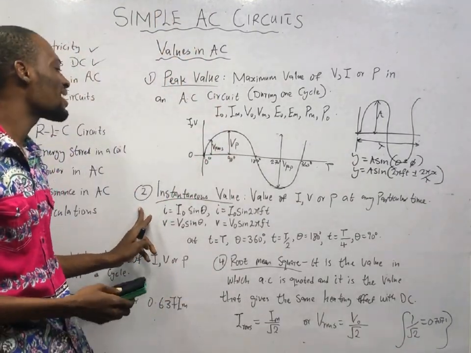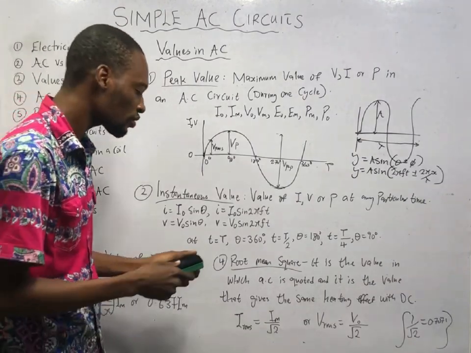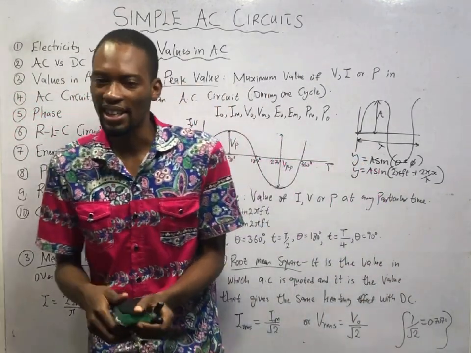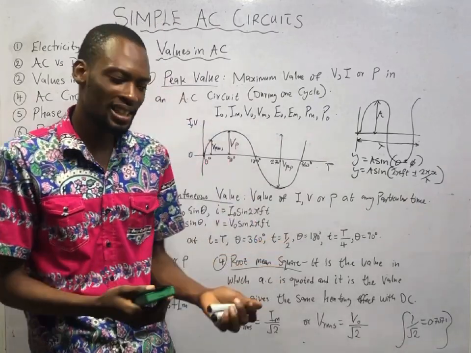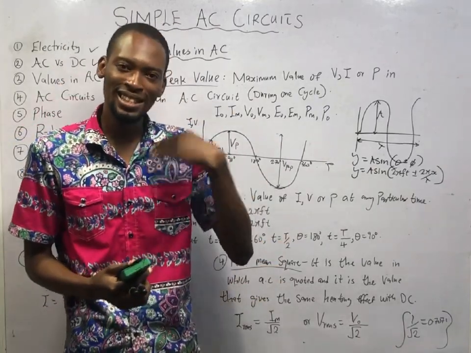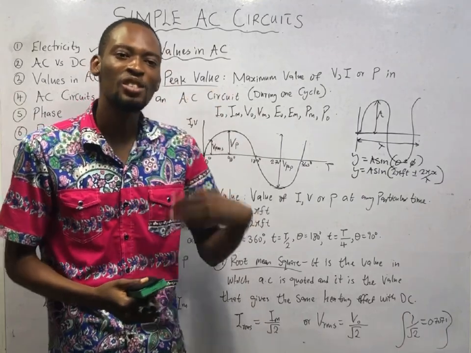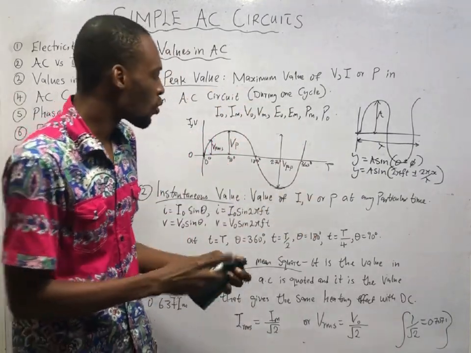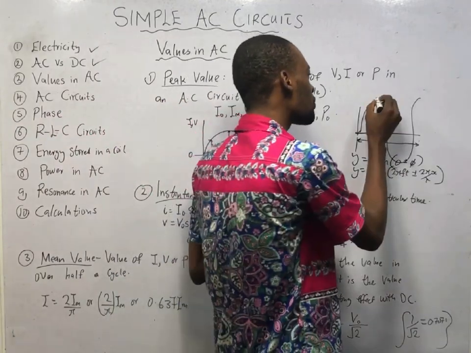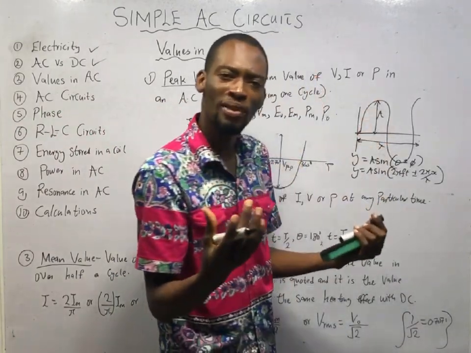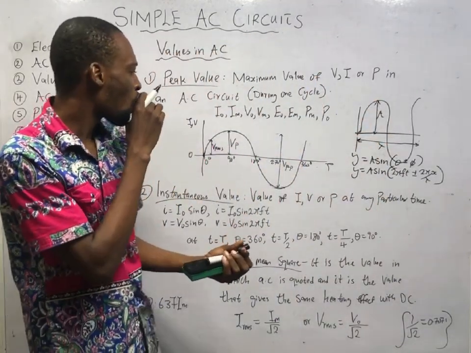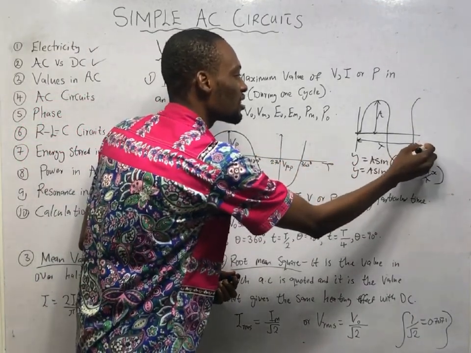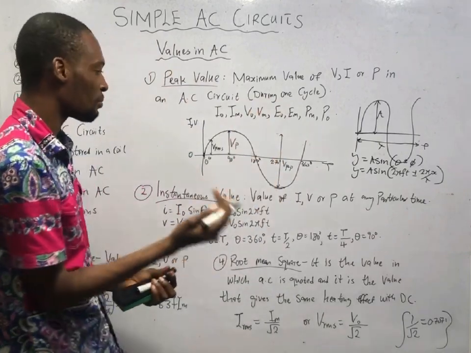Two, instantaneous value. We know that alternating current changes direction periodically. Now, as the current is changing direction, the voltage is also changing direction along with the current. So we know that when you get to this point of the wave, it is the maximum point, or the amplitude. And the direction is changing with time, as you can see. Time is here, it's changing with time.